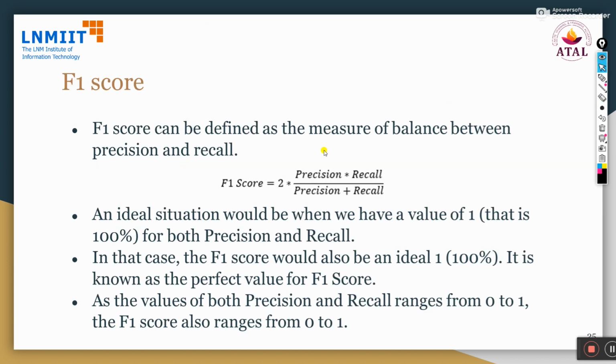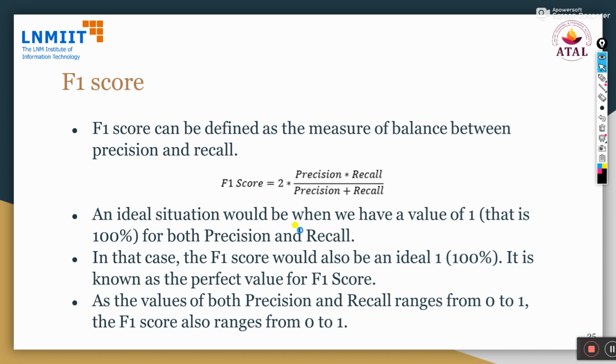Okay, so coming ahead, we have F1 score equal to 2 asterisk precision asterisk recall over precision plus recall. Also, F1 score can be defined as the measure of balance between two terms. An ideal situation would be when we have a value of 1, that is 100%, for both. In that case, F1 score would also be ideal, 100. It is known as the perfect value for F1 score. As the values of both range from 0 to 1, F1 also ranges from 0 to 1.